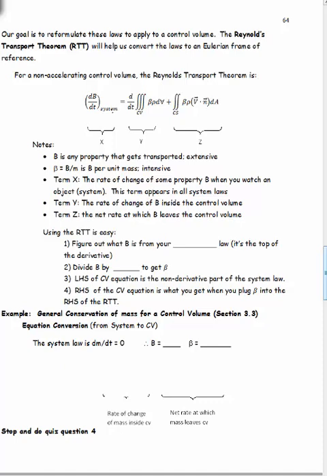So basically, you take your system law and you look at it, and it's going to be some form dB/dt, where B depends on the system. If it's conservation of mass, B is just m. And then what you have on the right-hand side: the change in whatever B is inside the system has to be what's changing inside the system plus what's going in or out of the system. So this is what's changing inside the system, basically over that whole volume. And then this is what's going on at your inlets and exits.